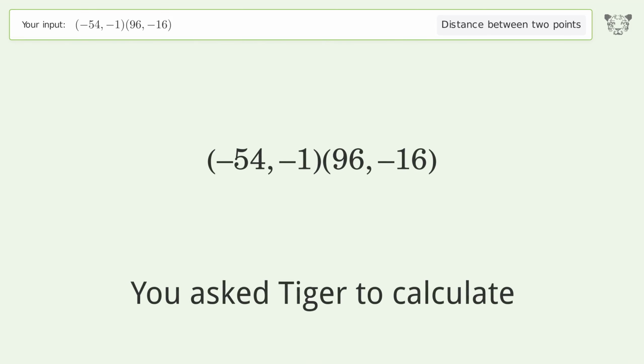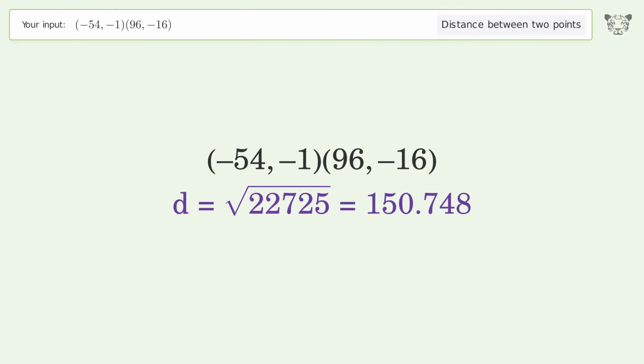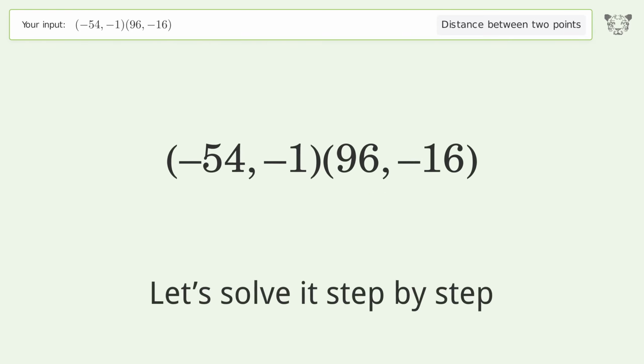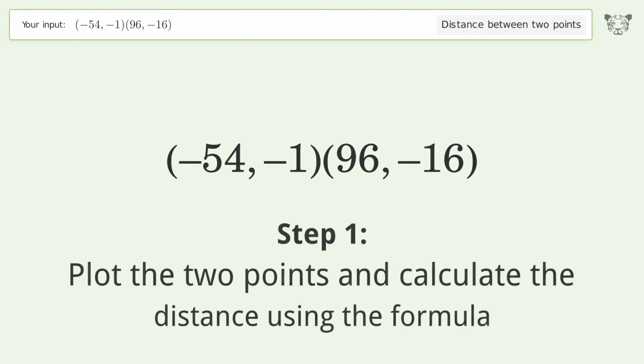You ask Tiger to calculate. This deals with the distance between 2 points. The distance between the 2 points is the square root of 22,725, or 150.748. Let's solve it step by step. Plot the 2 points and calculate the distance using the formula.